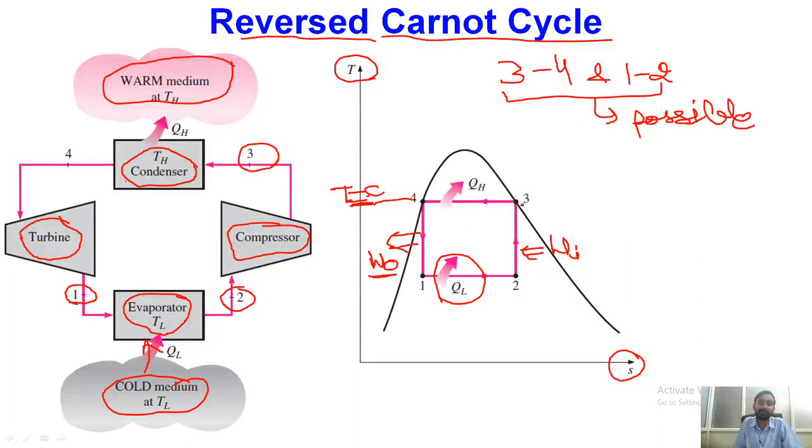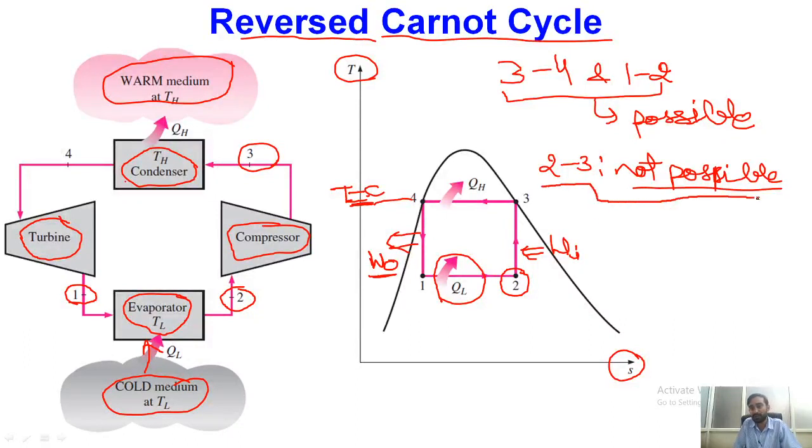Then we have process number 2 to 3. In this process, if you see what is happening, a mixture of liquid and vapor is entering into the compressor. Obviously this process is not possible. Why? Because I have already described in our earlier lectures that we do not have any device available which can compress a mixture of liquid and vapor. Though a compressor can do this, ultimately there will be cavitation, loss of efficiency and decrease in the lifetime of the machine. So that's why process number 2 to 3 is not practically possible.